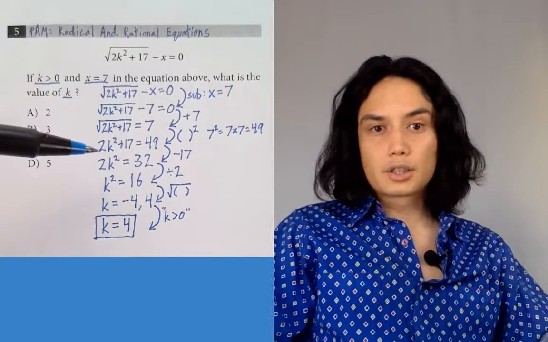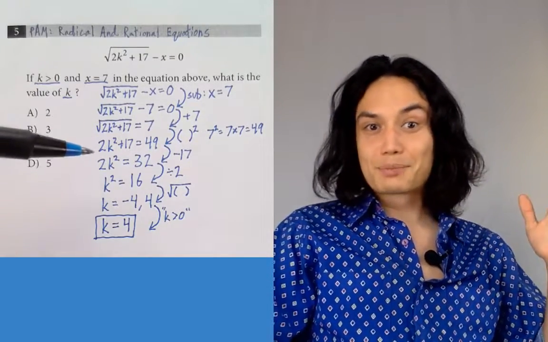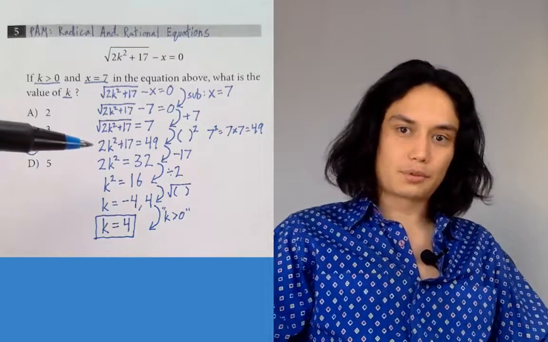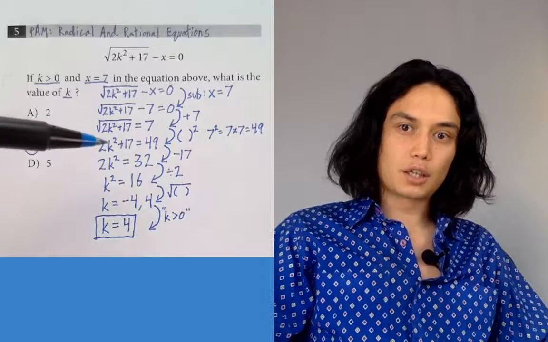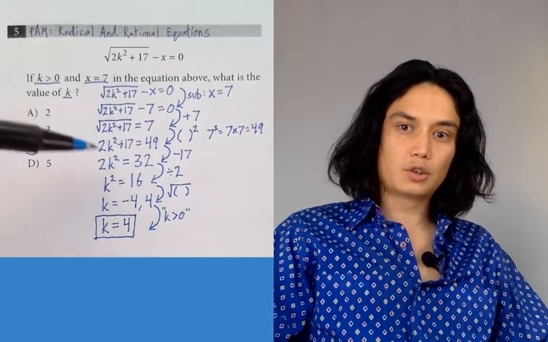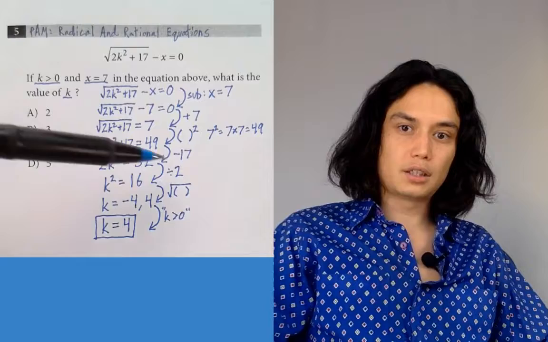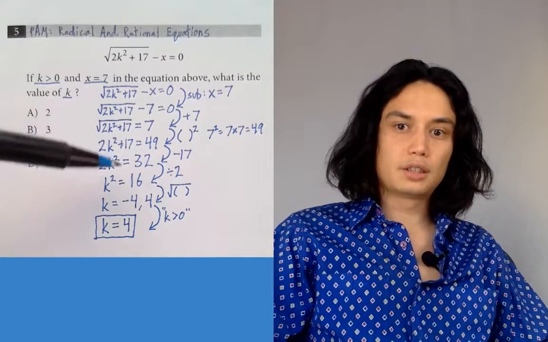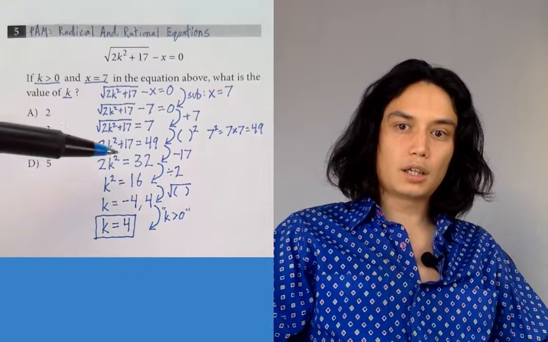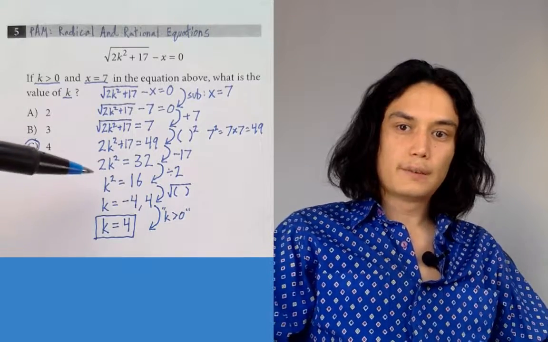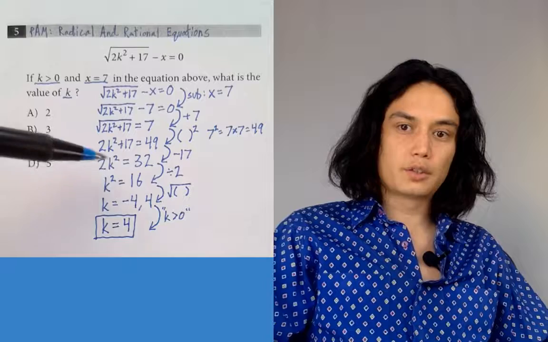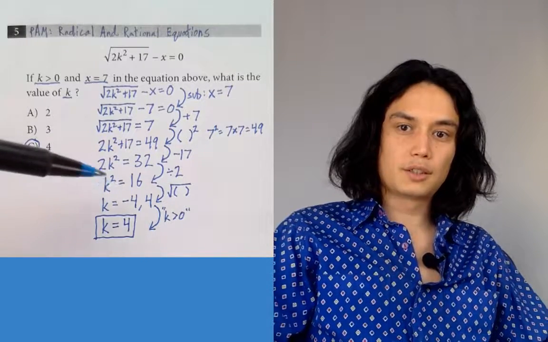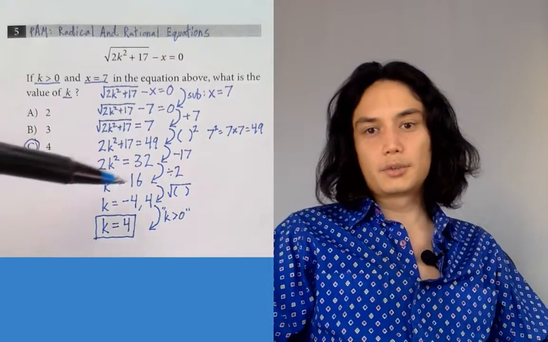All right, now we just need to solve for k, and there's going to be a special step coming up. It's going to be amazing. But first we have a couple of easy steps. Here's 2k squared plus 17 equals 49. We want to get this 2k squared alone, so we subtract 17 from both sides. 49 minus 17 is 32, and 17 minus 17 is 0. So we got 2k squared equals 32. Let's get this k squared alone, so we divide both sides by 2. 32 divided by 2 is 16. I got k squared equals 16.